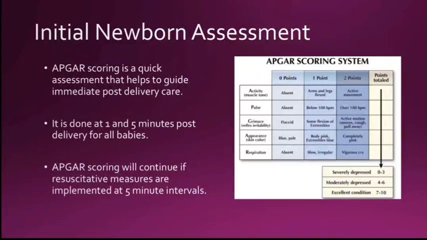Okay? For your pulse, your normal pulse is going to be 110 to 160. We give them a little bit of leeway on that during your APGAR scoring. So if it's over 100, they're going to get 2 points. If it's below 100 but still there, they get 1. And if they have no pulse, they're going to get a 0.